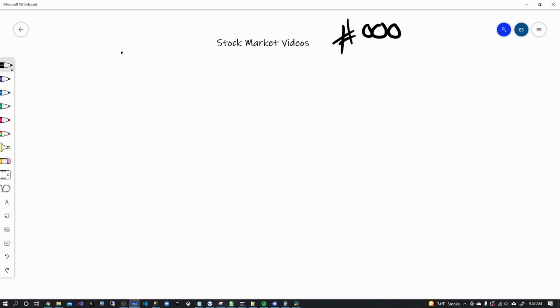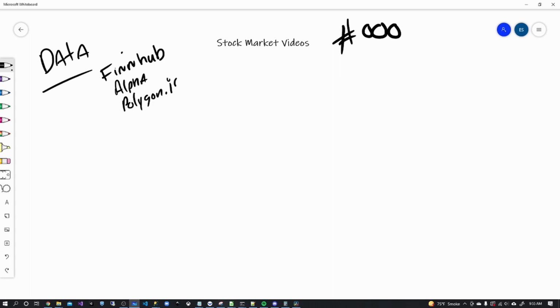What we want to do first is basically get the data, and how I'm going to do that is use Finnhub. There are a couple of other free APIs, Alpha Vantage and Polygon.io, and I think Alpaca is a pretty good one. Man, I love drawing, but my brain works faster than my hand. So I think all of these have free plans.